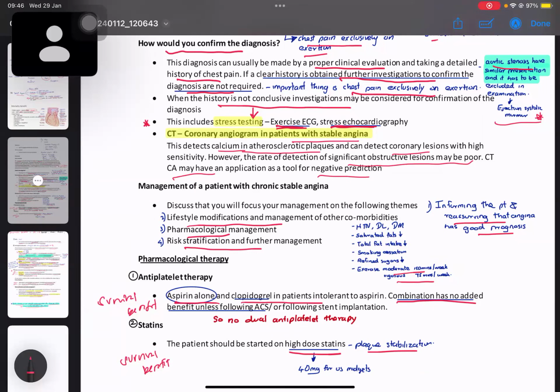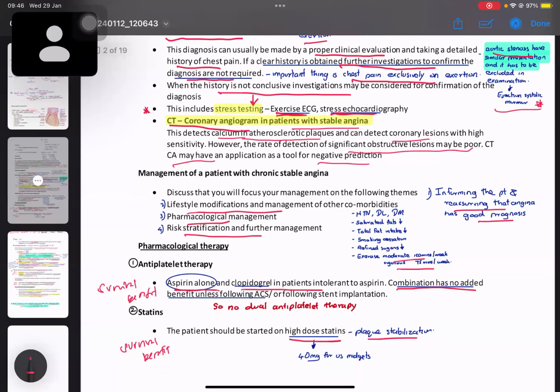In some patients, we might go for CT coronary angiogram. This is an expensive investigation. So, in a stable angina patient, when we'll be doing the CT coronary angiogram, don't tell CT coronary angiogram as the first investigation. Then it will be a disaster.